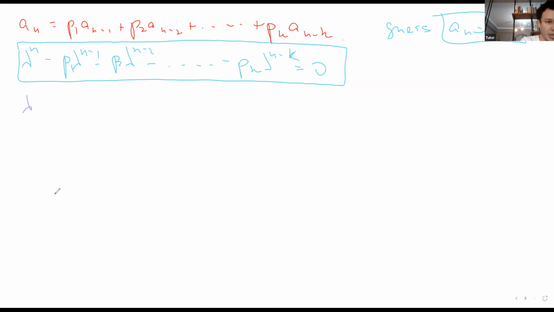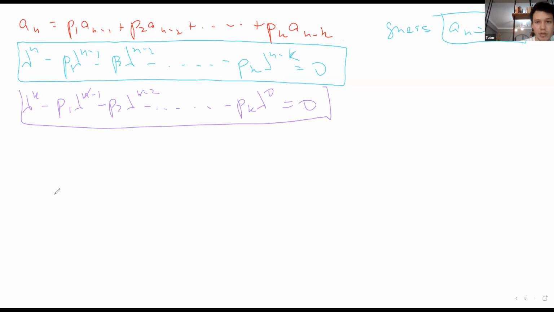I'm going to get lambda to the k, minus p1 lambda to the k minus 1, minus p2 lambda to the k minus 2, and it keeps going like this, minus pk lambda to the 0, is equal to 0. So you see, this is a kth degree polynomial. So it's going to have k roots. If you're going to try to solve this, you're going to see that it has k roots.